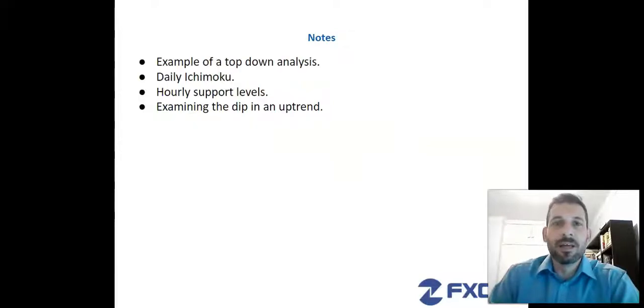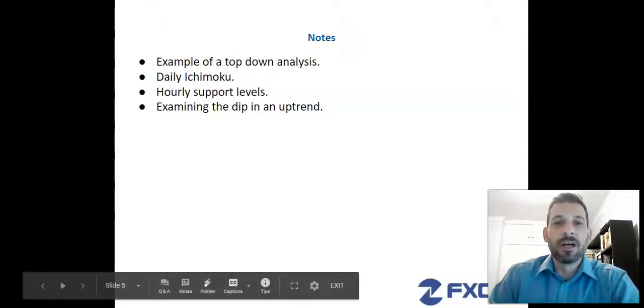Now, today's snapshot is going to have a very similar structure to last night. We're going to be doing a top-down analysis. We'll start off with looking at the daily time frame using an Ichimoku chart. Then we'll go down to the hourly chart and look at the support levels there. And then we're going to be looking at if there is a dip to exploit in an uptrend.